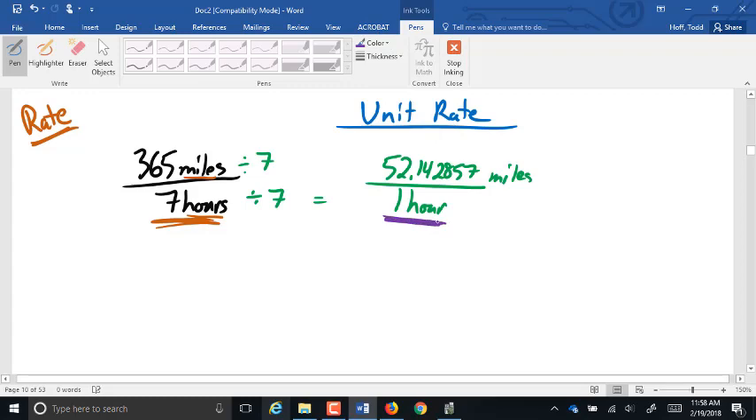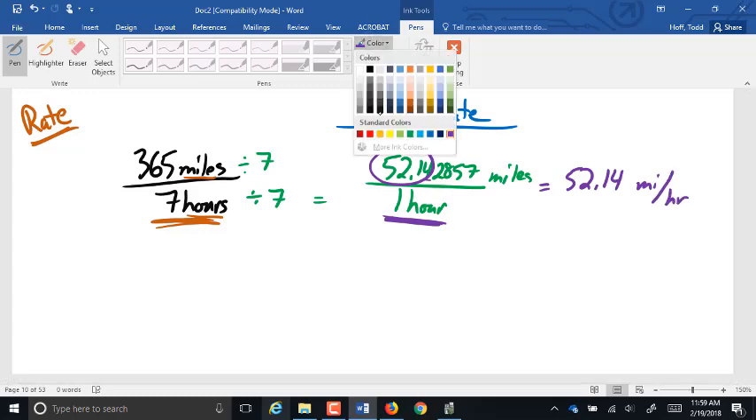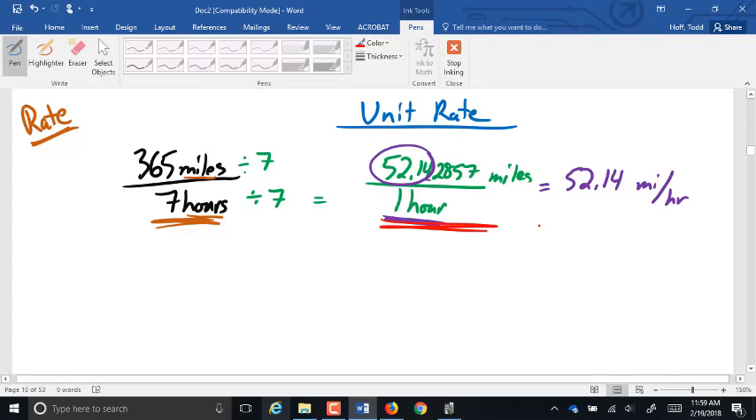The bottom here is 1 hour. That is a single unit. So this is now a unit rate. Now, we would not usually leave it like this. First of all, I'd round this top number off probably to 1 or 2 decimal places. Let's say we're going to go to the nearest hundredth. So we'd make that 52.14. And instead of writing it as miles over 1 hour, we would just write it as miles per hour like that. So you can see that appearance of the fraction is now hidden in the units.